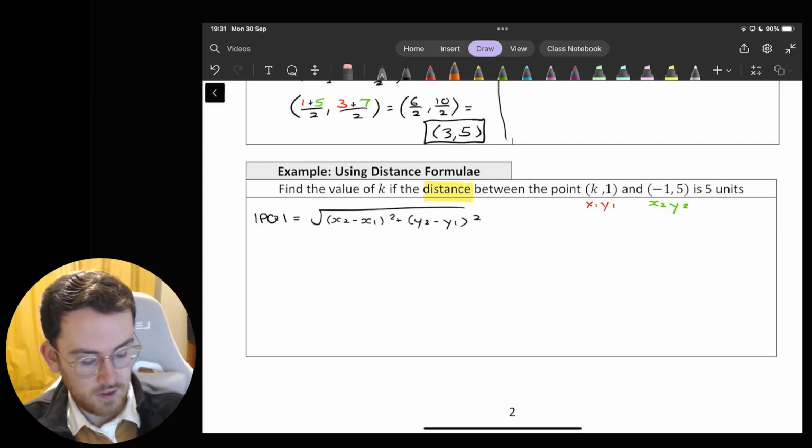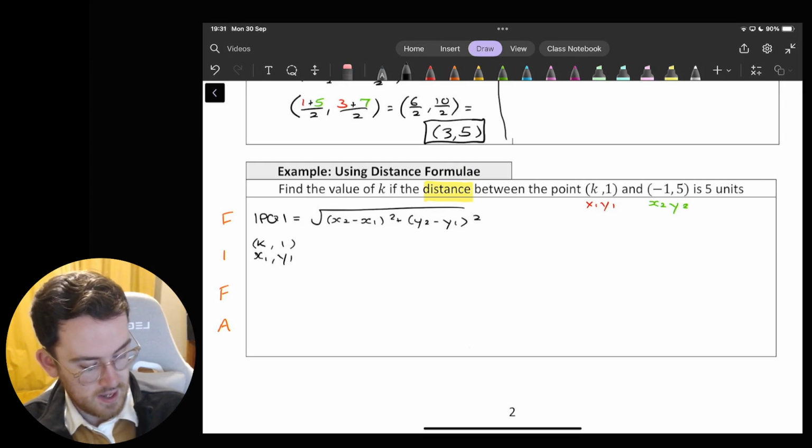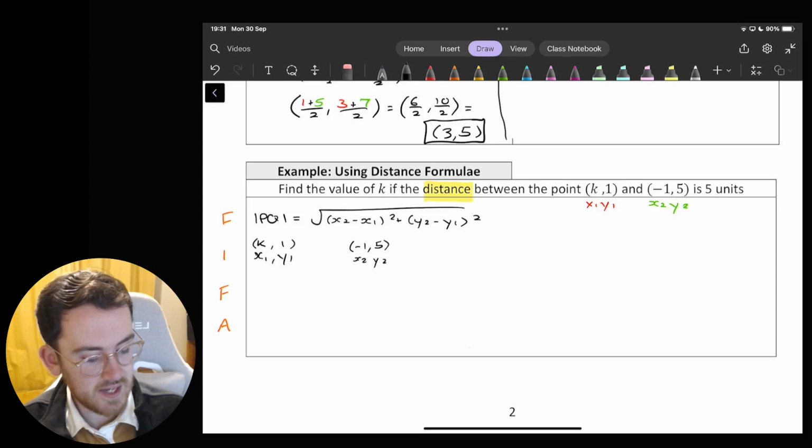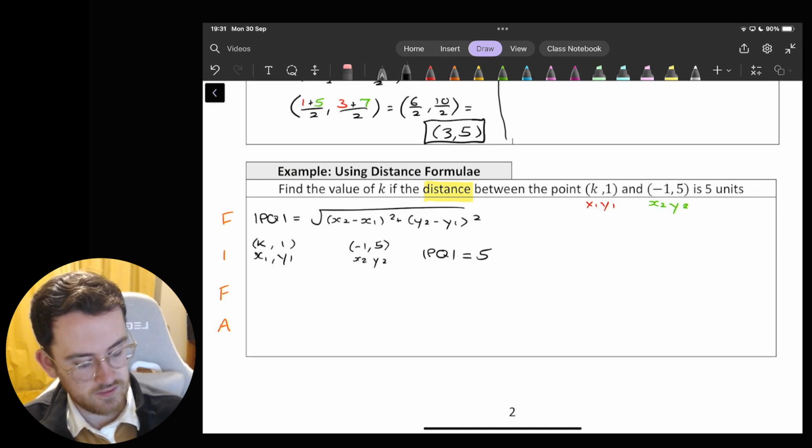here. So again, following that kind of FIFA idea, looking at I then standing for information. The information I have in this case is my points. So I know x1, y1, I know what those are. So that's k1. And I know my minus 1, 5 is x2, y2. And I also know that the distance between the 2 points is 5 units. So I have a lot of information I can fill in for the next line.